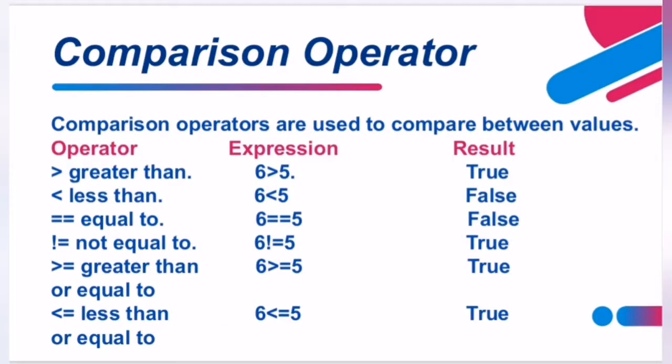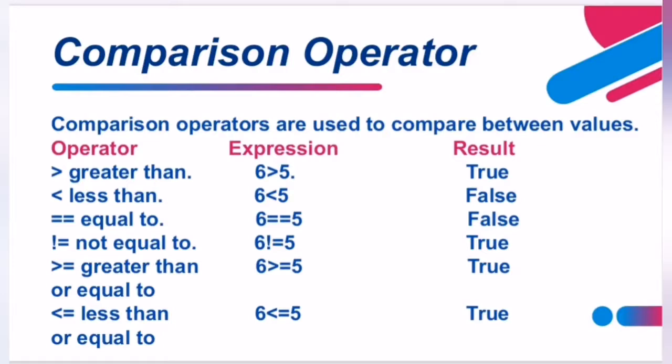Comparison operators are used to compare values. They return either true or false according to the condition. In this example, 6 greater than 5: 6 will be checked against 5 and it evaluates to true because 6 is greater than 5. 6 less than 5 is false because 6 is not less than 5, 6 is greater than 5. So it will give the result false.